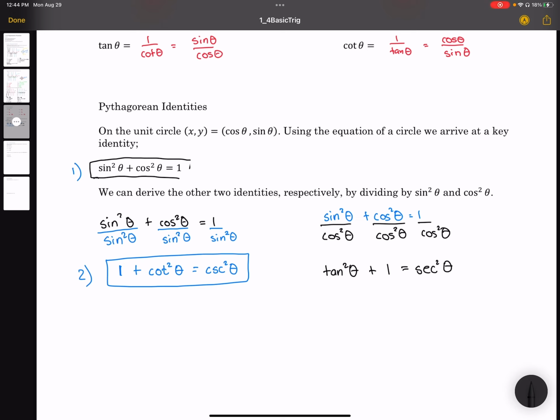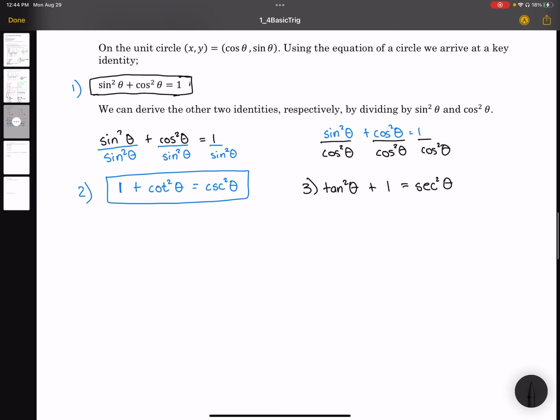So this is how we derive the other Pythagorean identities by dividing this fundamental identity here by sine squared or by cosine squared. So if you ever forget 2 and 3, just remember that you can divide by sine squared or cosine squared, and that's how we obtain 2 and 3.